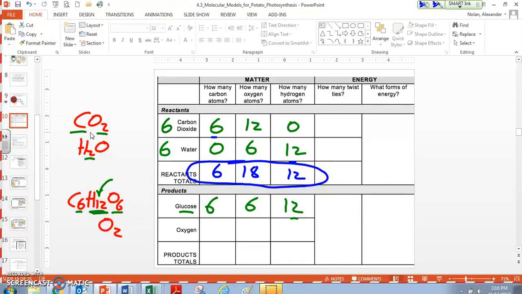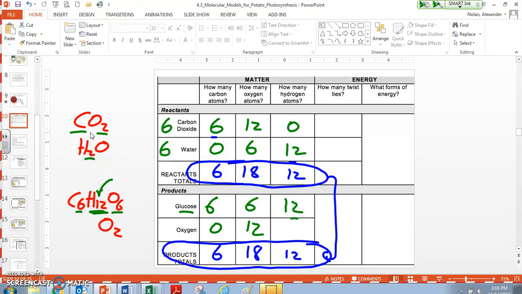And we know that our reactants have got to equal our products. These are actually going to be the same numbers. So I'm going to have 6, 18, and 12 in my products. So at this point, the last thing that I have to do is solve for oxygen. So the difference between that 6 and that 18 to make 18 is going to be 12. Obviously, there's no carbon in oxygen and there's no hydrogen in oxygen, but that 12 is going to make the difference. So 2 times what equals 12? Well, that number is going to be 6.